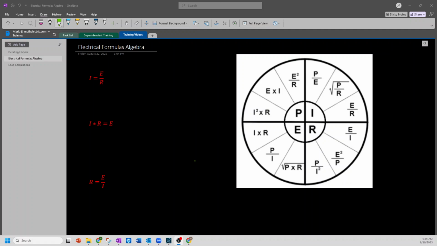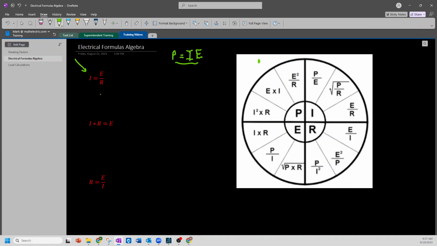This video is using the Ohm's Law and the power formula, which is P, power, equals current times voltage. We could also put E times I. It doesn't matter what order you put them in. All right. If you have this formula and this formula down, you can come up with any formula in this circle here. Okay.